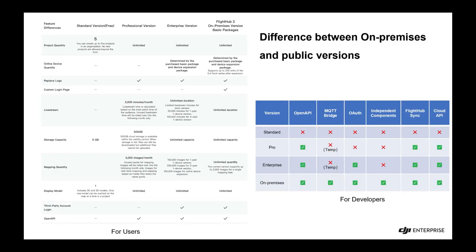is going to be that live stream minute, because now you're hosting that live stream server. You're getting unlimited duration in terms of live stream. You're also having essentially unlimited capacity limit when it comes to storage capability and mapping capability, because you're maintaining that server hosting the FlightHub 2 on premises. Otherwise, as you can see, very similar when it comes to the professional or enterprise version versus the FlightHub 2 on-premises version.